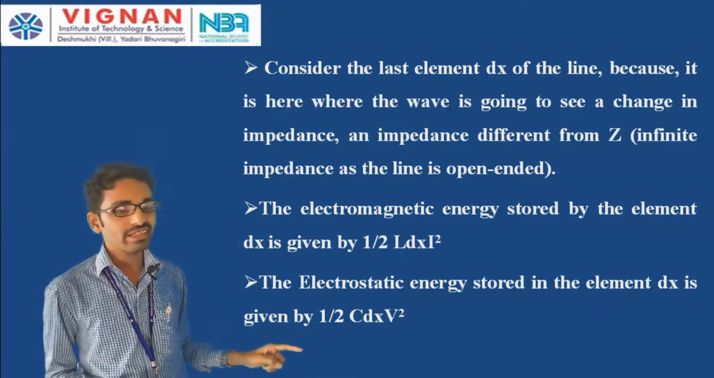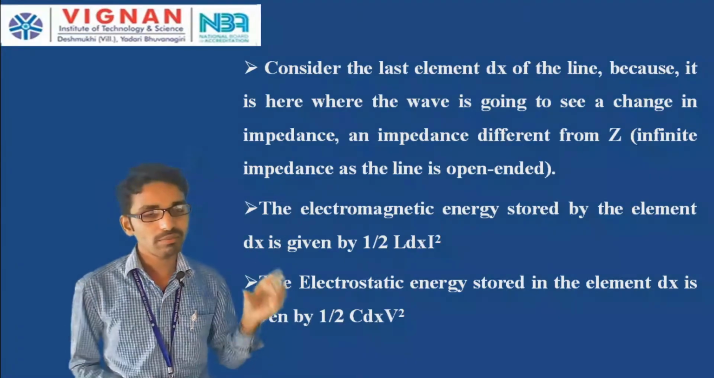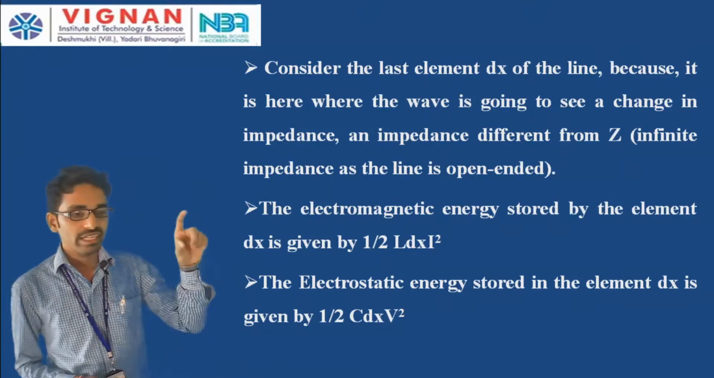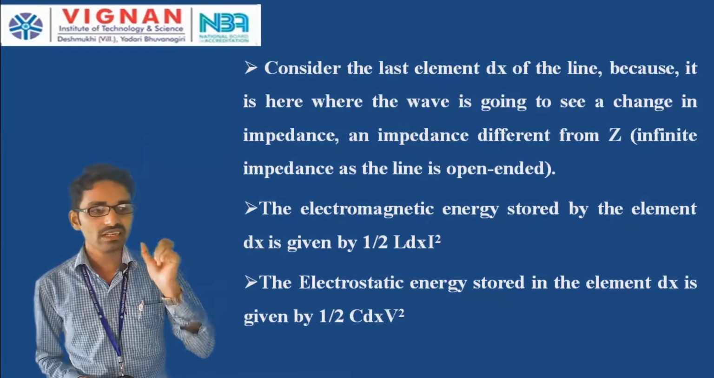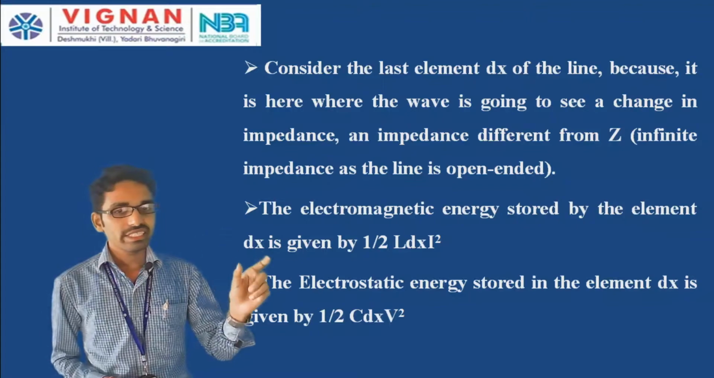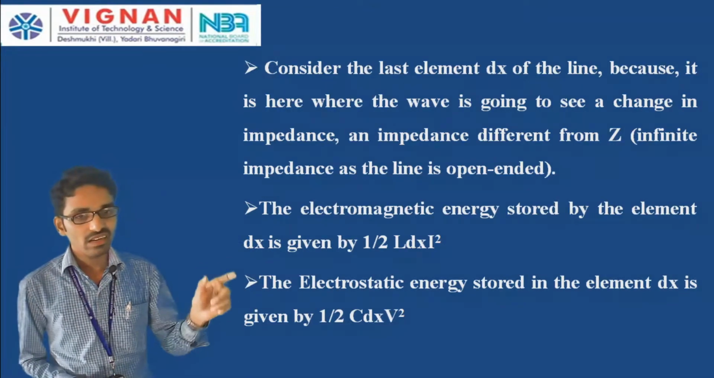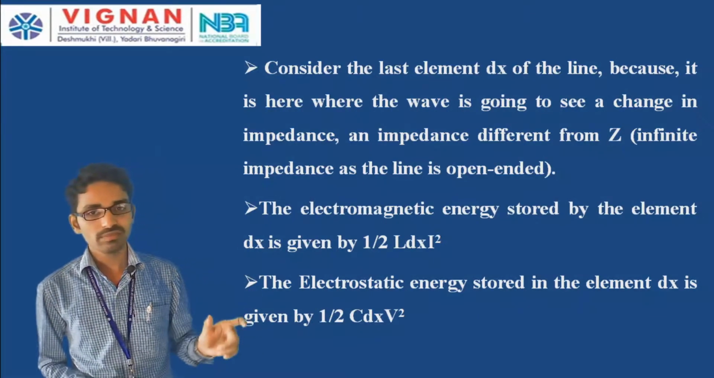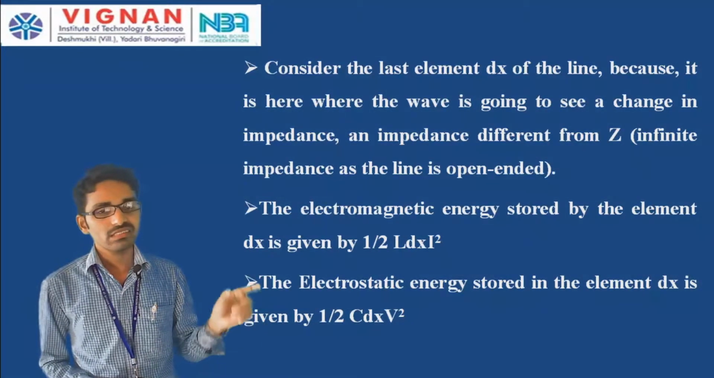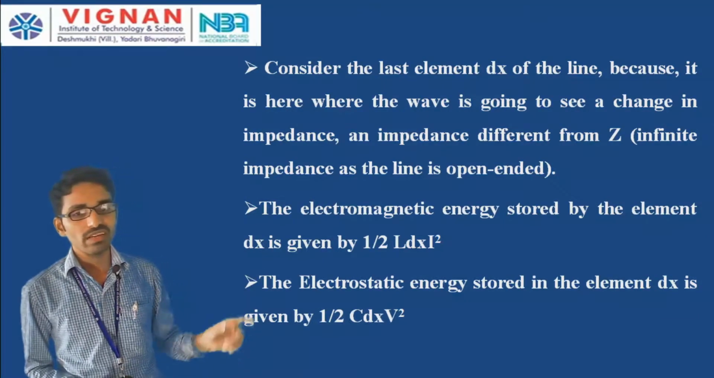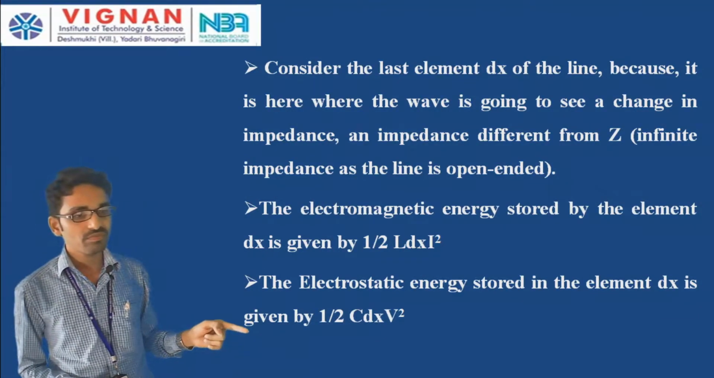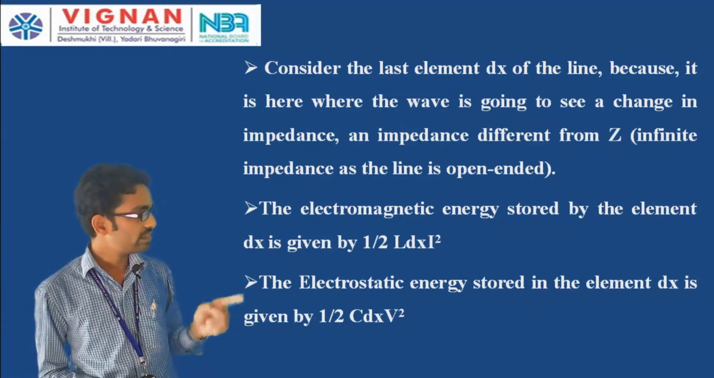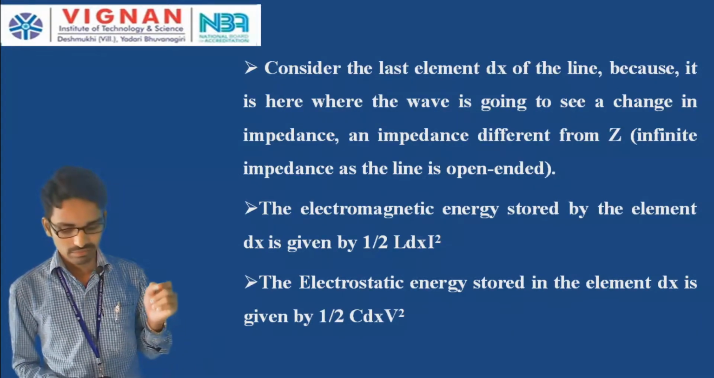The electrostatic energy is also going to be stored in that element, because inductors and capacitors are going to be formed in the long transmission line. The inductor will store the electromagnetic energy and the electrostatic energy is stored in the capacitor element, right? So in that element dx, the electrostatic energy is also stored. That electrostatic energy is given by half C dx v square, isn't it?